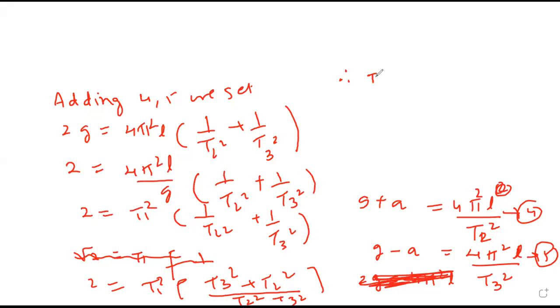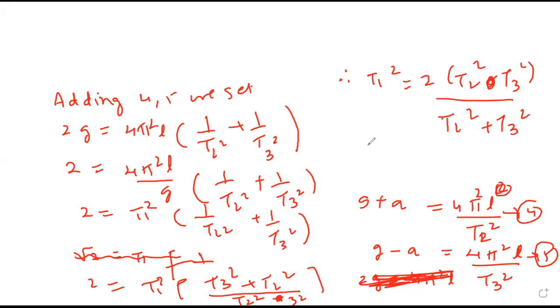Therefore, T1 squared equals 2 times T2 squared T3 squared divided by (T2 squared plus T3 squared). So T1 equals root 2 T2 T3 upon root of (T2 squared plus T3 squared). Option C.